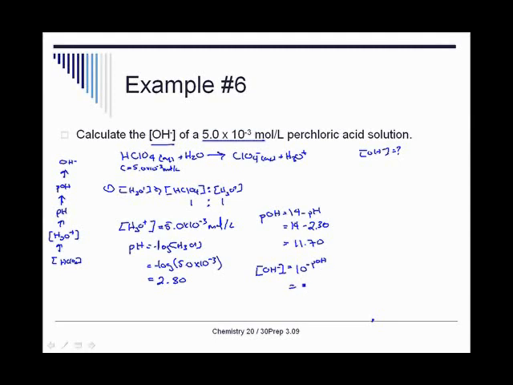So 2.0. 2.00, I only have 2 sig digs, so 2.0 times 10 to the negative 12 moles per liter. So there's our concentration of hydronium ions.